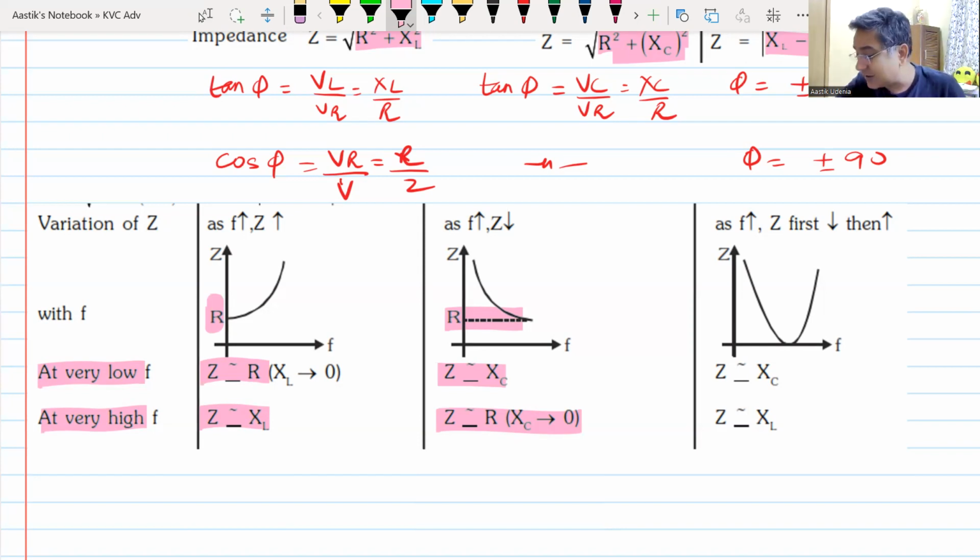In the case of an LC circuit, the graph looks like this. When frequency increases, Z first decreases and then increases. Why does it first decrease? Because at low frequencies, Z is proportional to XC, because XC is very high and XL is very, very less. At high frequencies, XL is very high and XC is very less, and therefore it increases. At one particular frequency, it will become 0. Z will become 0 when XC becomes equal to XL.